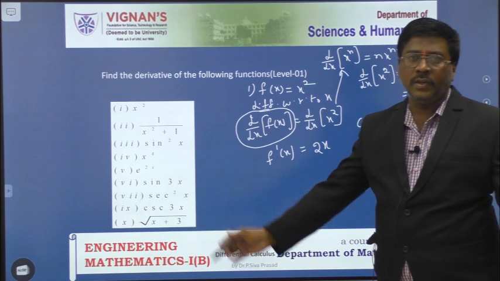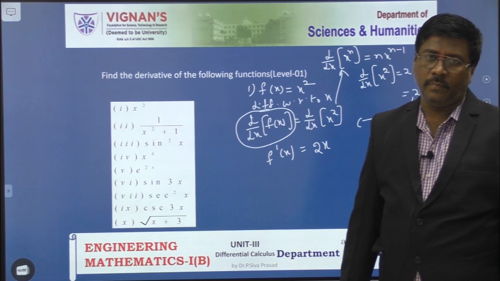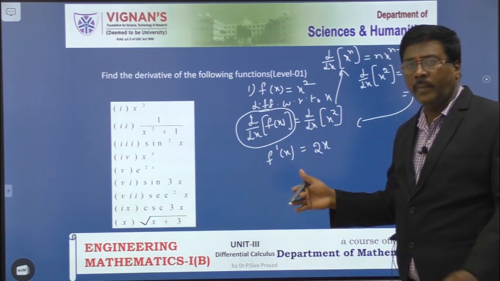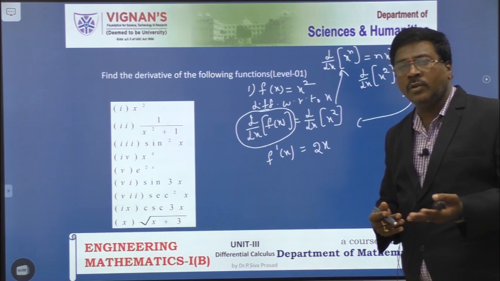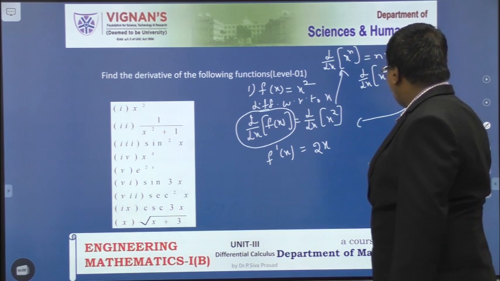That is the first derivative of the function f of x equals x square. You only have to follow the basic rules of derivatives, then the differentiation and integration concepts automatically become very easy. Now, please all of you try it yourself.